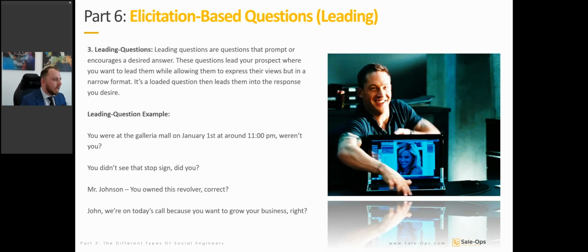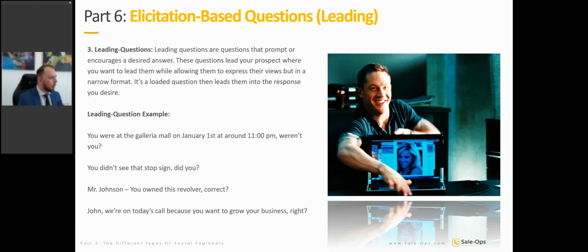Third type of questions, leading questions. Now, leading questions are questions that prompt or encourage a desired answer. These questions lead your prospect where you want them to go while allowing them to express their view, but in a narrow format. It's a loaded question that leads them to the response that you actually desire. So here are some leading question examples. Were you at the Galleria Mall on January 1st at around 11 p.m.? Weren't you? I led them into that question. You didn't see the stop sign, did you? Led them into that question.